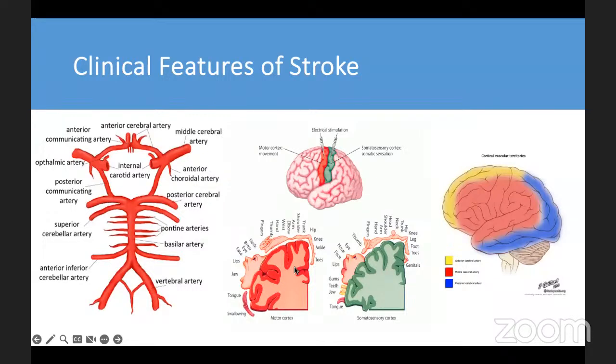If you look at the homunculus closely, the leg is very medial, and the arm and face are very lateral. This is important because the lateral aspect of the brain is perfused by the MCA, the middle cerebral artery, and the medial part of the brain, which perfuses the leg, is perfused by the anterior cerebral artery. And they have the posterior cerebral artery perfusing the occipital lobe, which is responsible for vision, and also perfusing the cerebellum, which is responsible for balance.